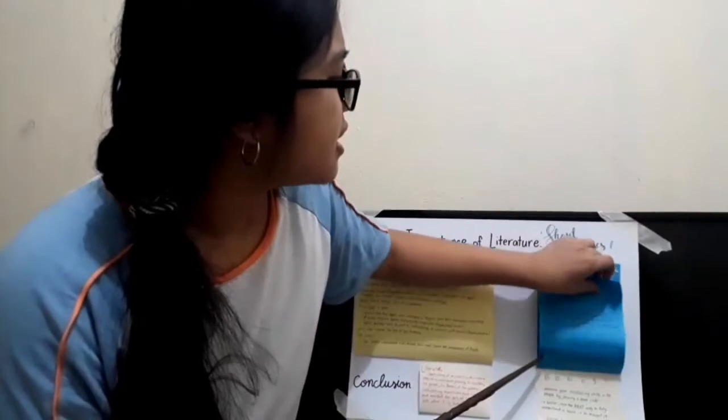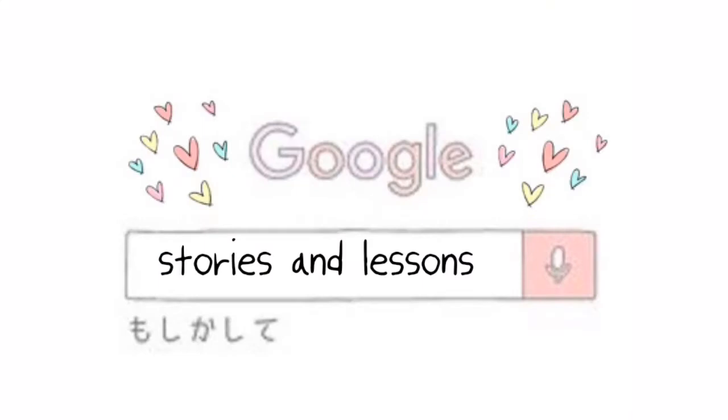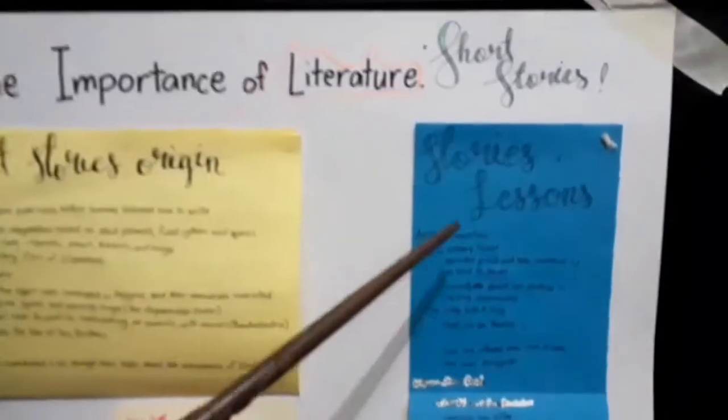Now that we're done with this, it's time to give you stories and lessons that you can learn from short stories. Now here's a list of short stories that I've read. Anton Chekhov, The Lottery Ticket.